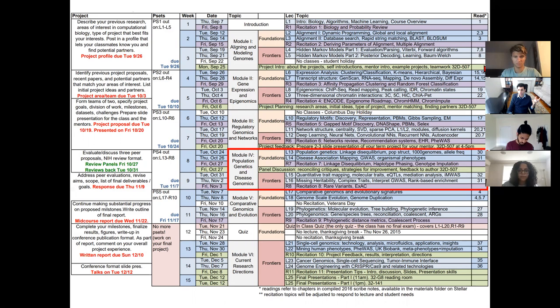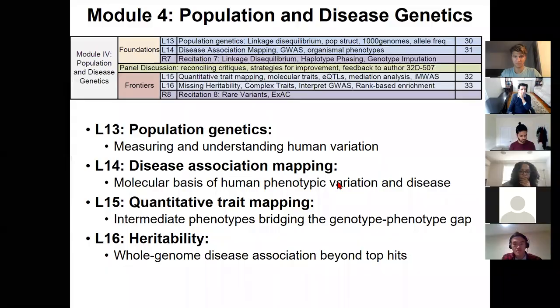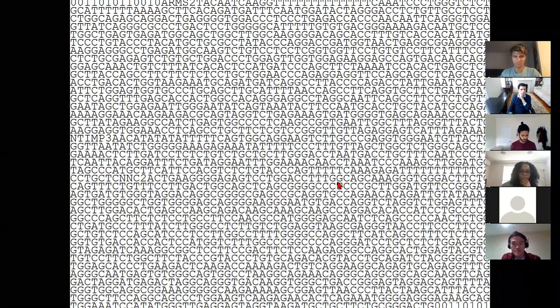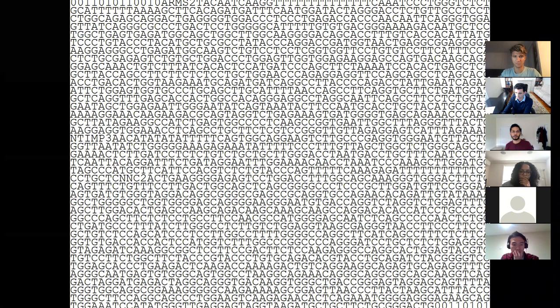But we've primarily focused on the variation itself in genetics. Today, we're going to be focusing on the variation in function and how that relates to variation in genetics. And then the next two lectures are going to be about quantitative trait mapping and then systems genomics. So here's the main goal of today's lecture: how do we understand how genetic variation relates to disease?